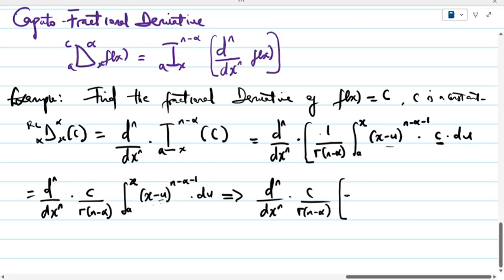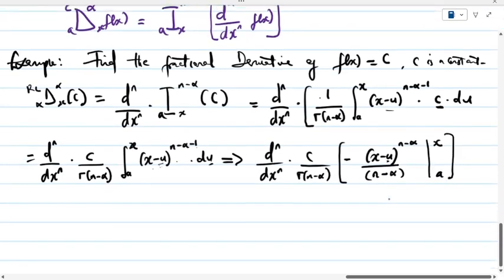So we have negative, then this x minus u, then we add 1 to the power. According to the substitution method rule, we have n minus alpha, then the same power also as our denominator, n minus alpha. Then our limit is a to x. And don't forget, we integrate with respect to u, so the upper and lower limits we are going to substitute only for u.